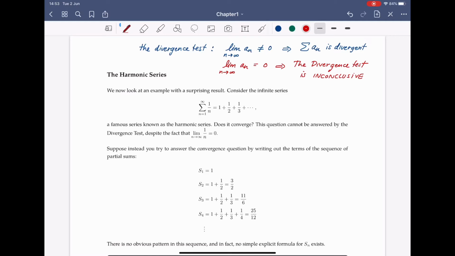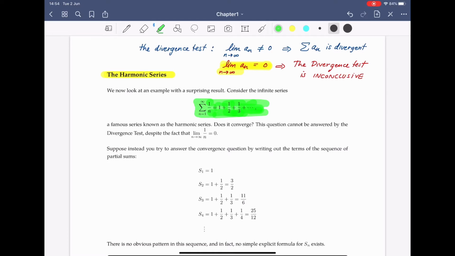So when the limit of a sub n equals 0, it is possible that the series is divergent, and one example is the harmonic series. Well, this is supposed to be the easiest example where the limit of a sub n equals 0 and the series is divergent. So the harmonic series is of the form summation of 1 over n. If you expand it, it's just 1 plus 1/2 plus 1/3 and so on.